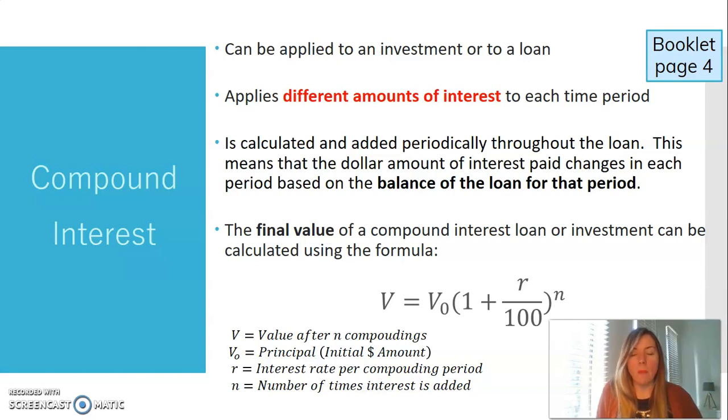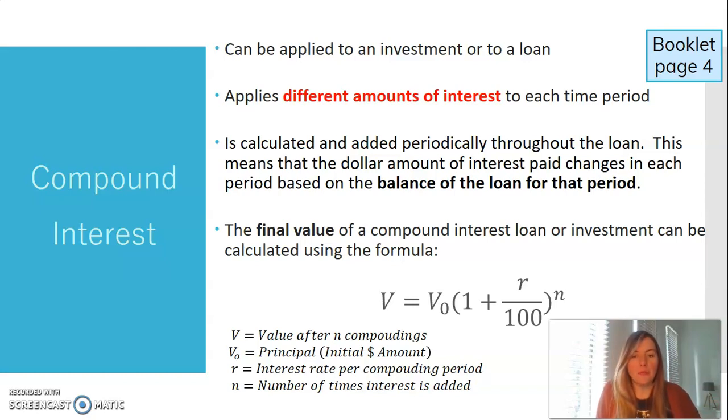And that's because with compound interest, instead of being calculated on the initial balance, like simple interest, the interest instead takes the previous balance and calculates your interest based on that. And that happens every time period. And because of that, the interest added will be different every time. Okay, it's calculated and added periodically through the loan. That means the dollar amount of interest paid changes in every time period, as I said, because the balance of the loan changes after every time you are getting the interest paid. And then that existing amount is what they're going to use to calculate the next lot of interest.